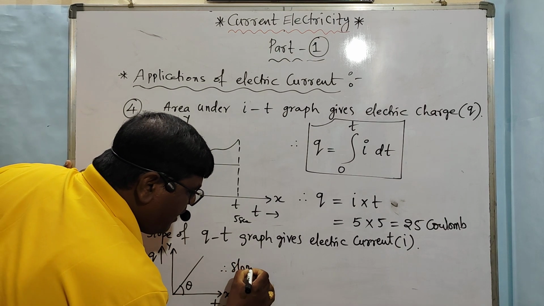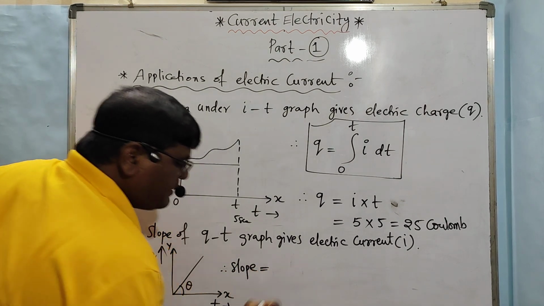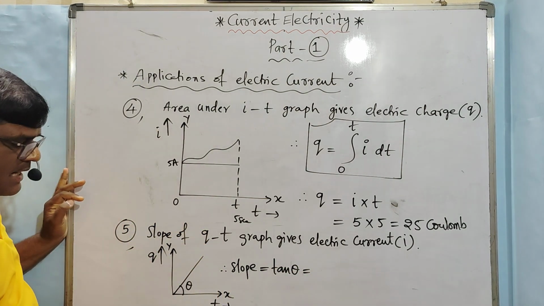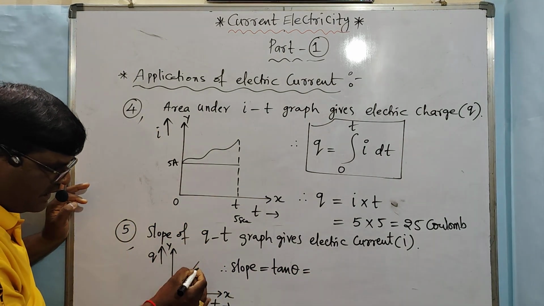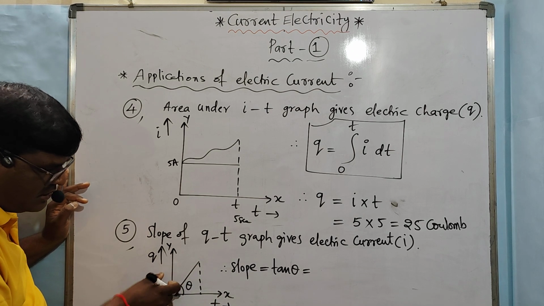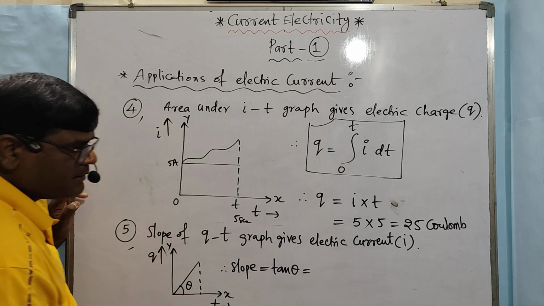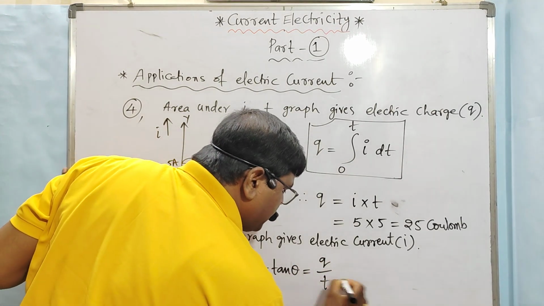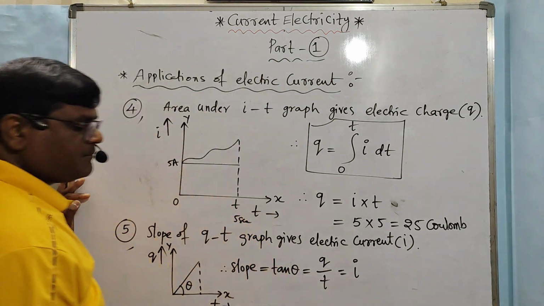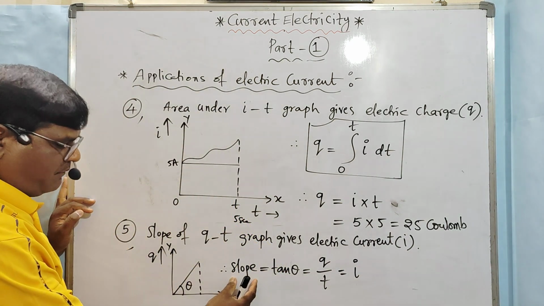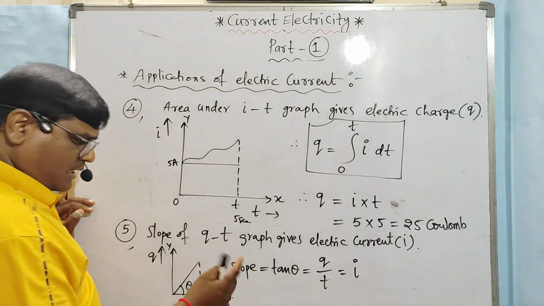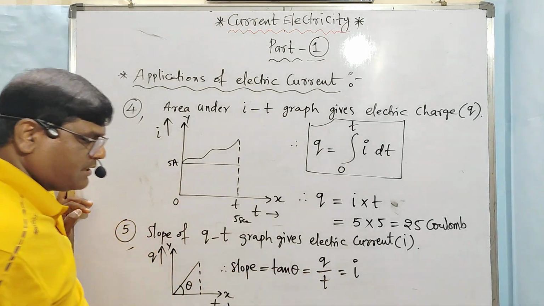Therefore, the slope of this graph we can write as tan theta. Tan theta is the opposite side, charge, by the adjacent side, time, nothing but Q by T. We know that Q by T is current only. So the slope of the Q-T graph, our curve, gives electric current.